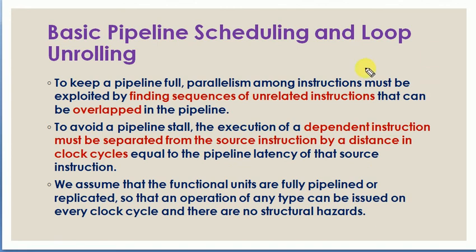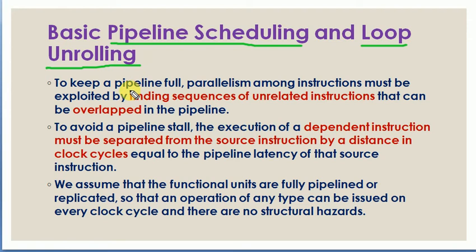Now, basic pipeline scheduling and loop unrolling. For the compiler based technology for implementing instruction level parallelism, we use static pipeline scheduling. That means we make a plan or schedule for the execution of various instructions, and in the second stage we do an additional operation called loop unrolling. By using loop unrolling, we can even do parallelism on the iterations present in a particular loop.